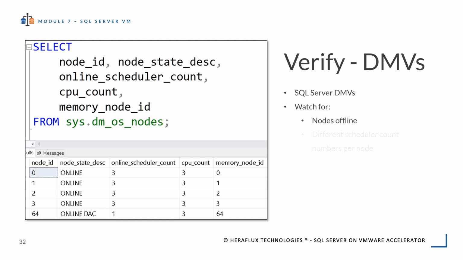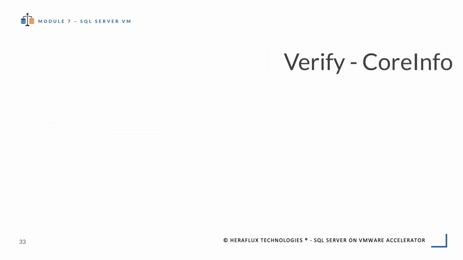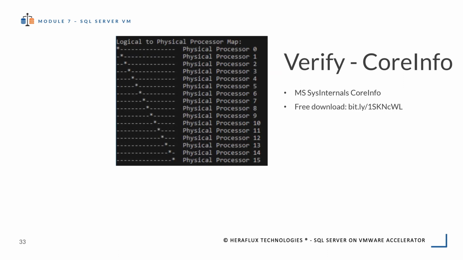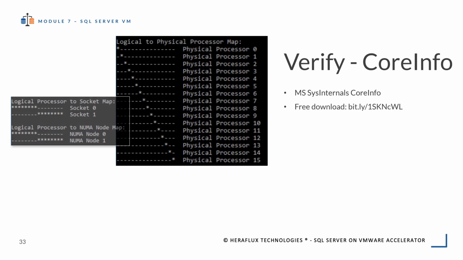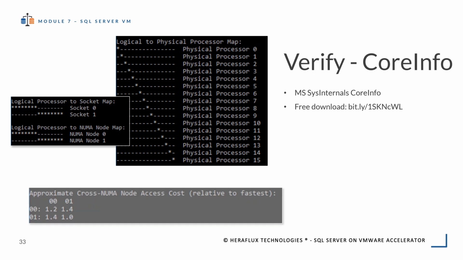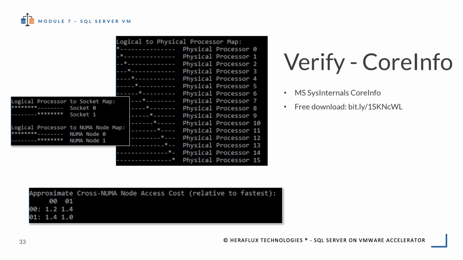There's also a command line utility called CPU Core Info, which is part of the Microsoft Sysinternals suite. It's a free download available at the link on the screen. It'll give you a logical to physical processor map, but in a virtual machine, hyperthreading is not presented, so you'll just see a one-to-one relationship. It'll also tell you the logical processor to socket and NUMA node assignment map, and at the end of the output is my favorite. It gives you an approximate cross-socket NUMA node access cost in terms of the performance overhead for managing our sockets and nodes.